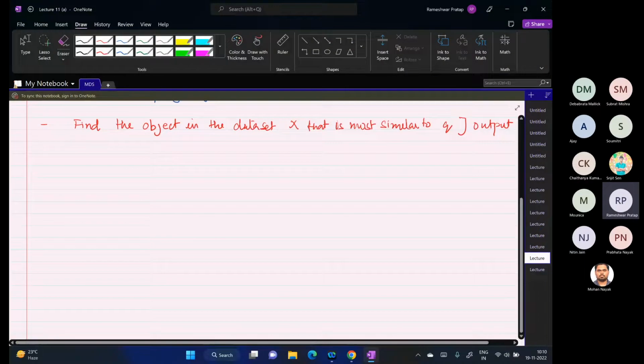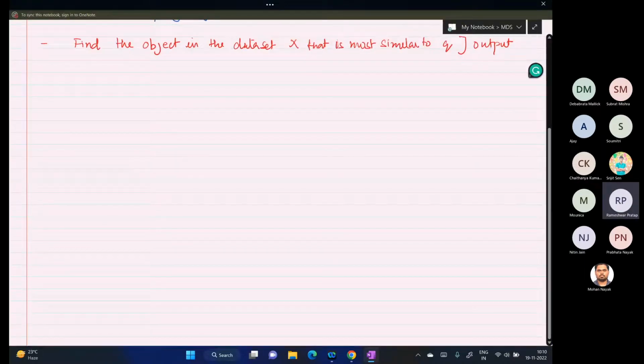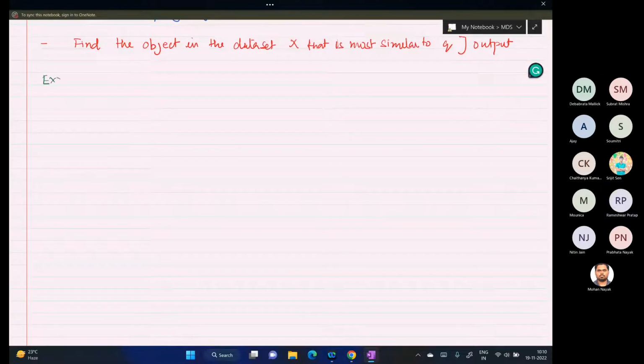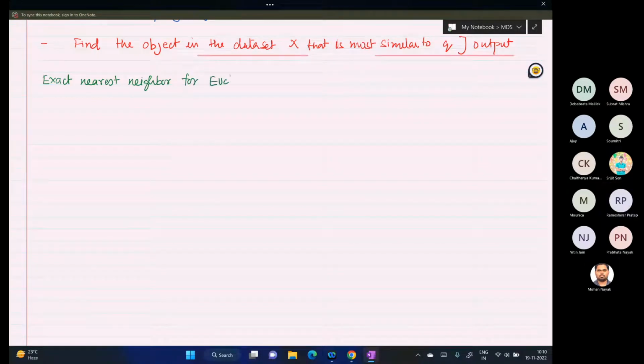Now we'll see some standard algorithm for this problem. So exact nearest neighbor search for Euclidean distance, when we compute similarity or distance based on the Euclidean distance between the real valued vectors. Okay, so can you suggest any algorithm for this problem?